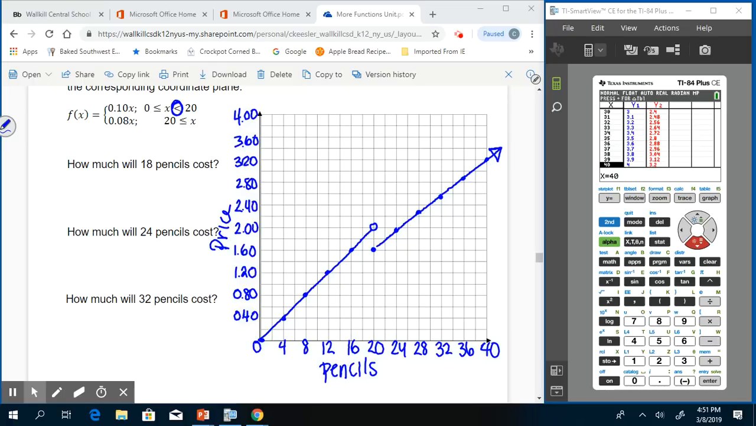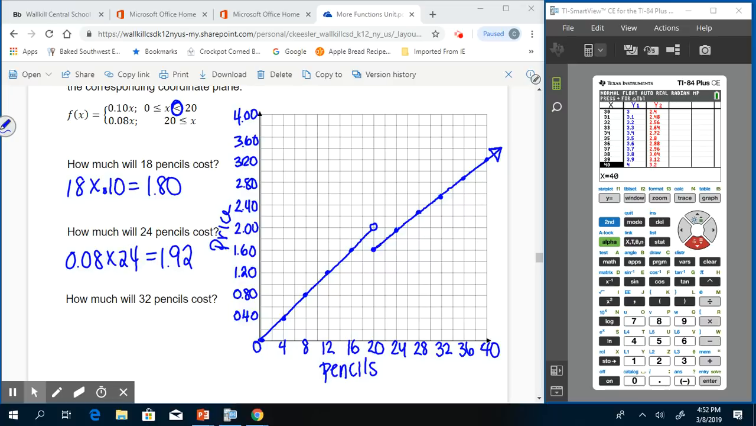Okay, so now we just have to answer the questions. How much will 18 pencils cost? So 18 pencils would fall in the below 20 range. So that would be 18 times 10 cents. So it would be $1.80. How much will 24 pencils cost? That's going to fall in the over 20, so that's 8 cents for each, so that's 0.08 times 24, which we saw in our graph as being 192.